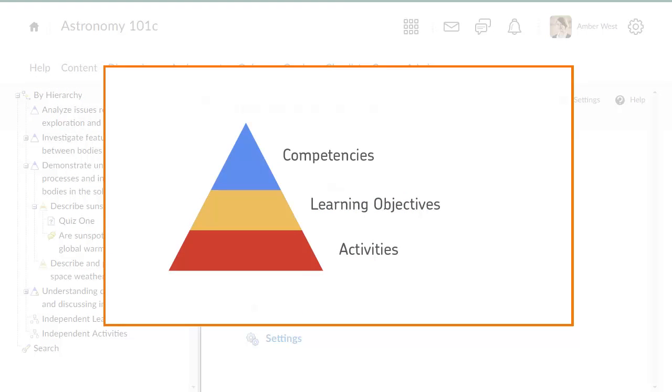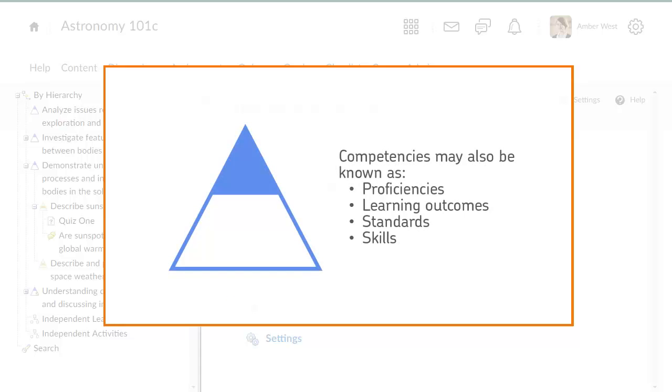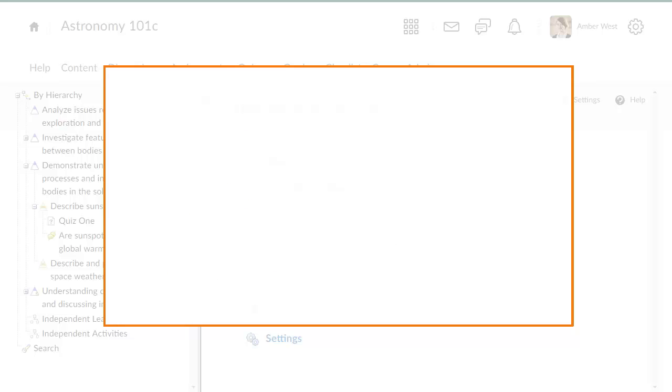Competency structures are formed by organizing competencies, learning objectives, and activities into a hierarchy. Competencies occupy the highest level of these hierarchies. They represent general knowledge, skills, and abilities that learners can acquire. Note that your organization might use different terminology to describe competencies. They might instead be called proficiencies, learning outcomes, standards, or skills.